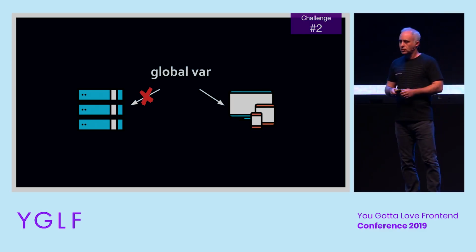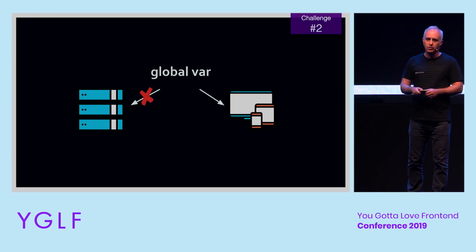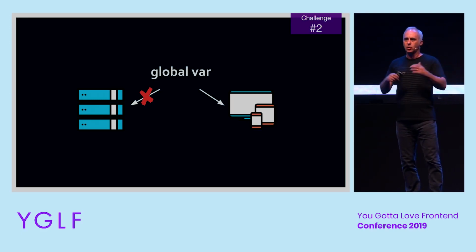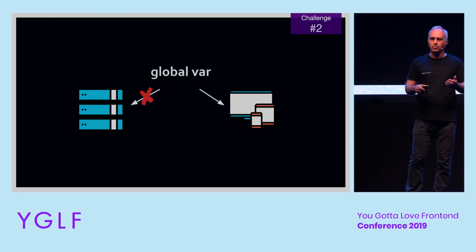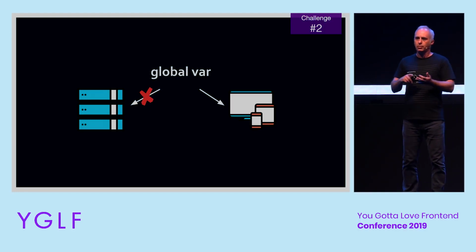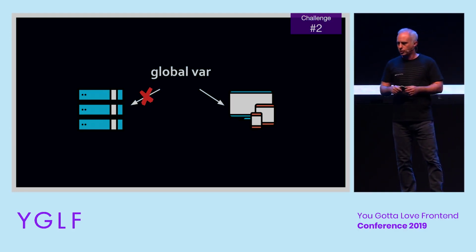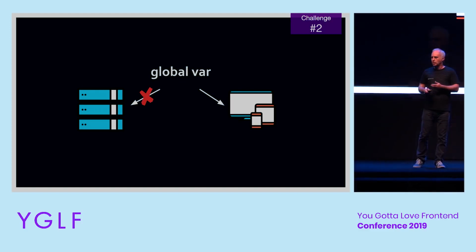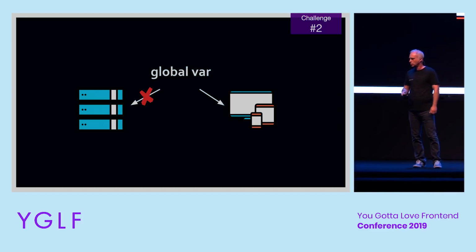So it means that global variables, and it's not just variables defined in the global scope, it might be properties on the global object, it might be module level global variables, all these, if they are mutable, are not something that you can really use inside a server-side rendering solution.